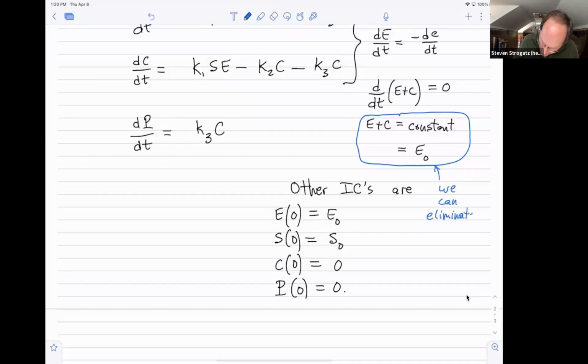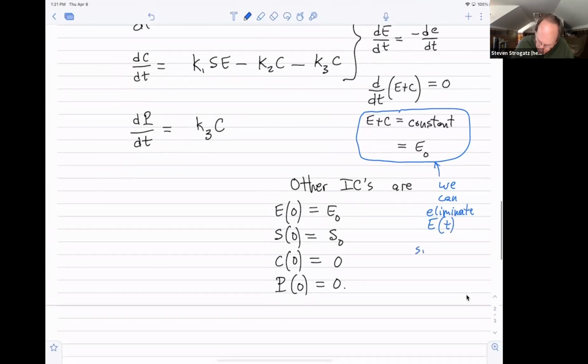If we want, we can eliminate E of t from the dynamics. So now we're down to three-dimensional dynamics, since E of t is just given algebraically by E0 minus C of t. So if I can figure out C of t, I will know E. Okay, so we now have three dynamical degrees of freedom. And at this point, I guess I'm ready to introduce the main assumption. Are there any questions so far?